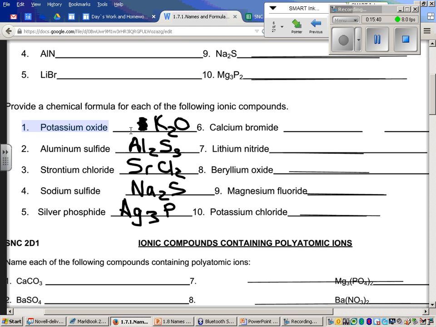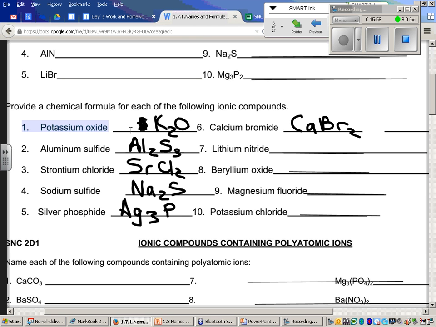Calcium bromide. I got to get some names. I got to pick on it. Jordan, what do you got? CaBr2, crossed it over very nicely.